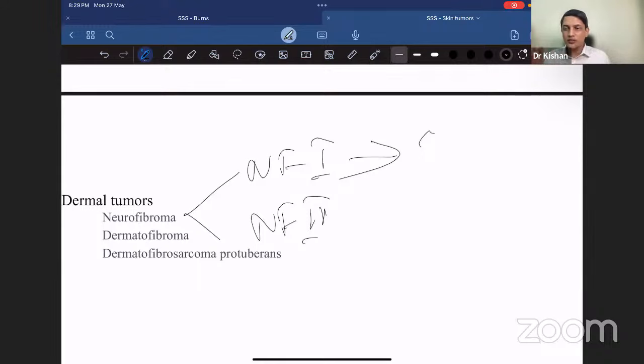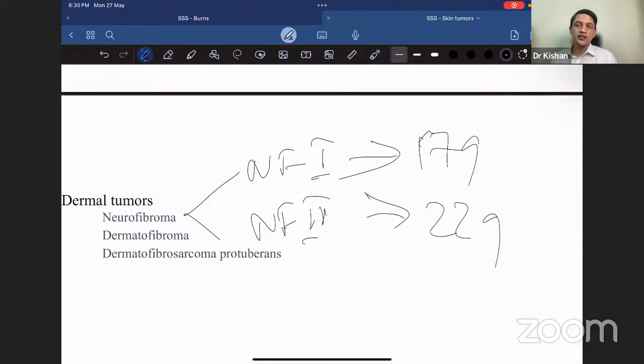Megazedok, you know about this neurofibromatosis? We have our active member from Africa as well attending the session here. Not 11. 17, yes. 17Q. What about NF2? 22. Perfect. Okay. These are the genes.